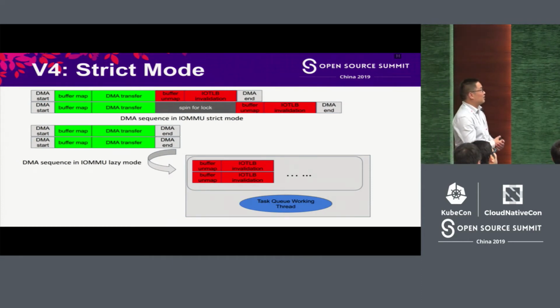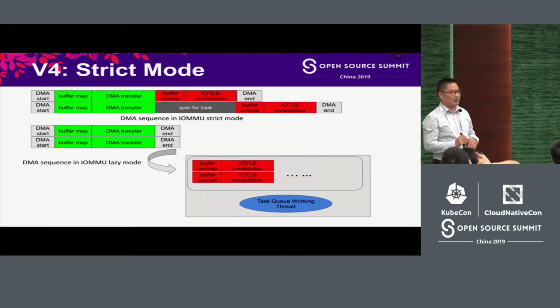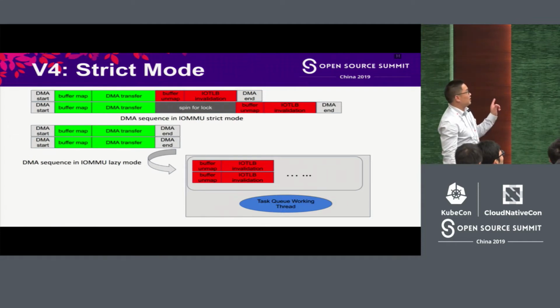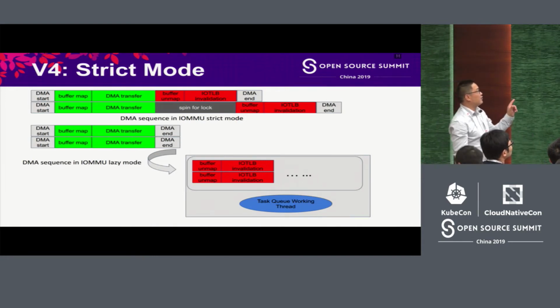And the fourth vulnerability is strict mode. If you're not an expert of IOMMU, then you probably don't know about it, but it's pretty simple actually. So we're doing DMA. We have two parts up there. DMA starts. The first part includes several steps. For example, map buffer, DMA transfer, and then buffer unmap, IOTLB invalidation, and DMA end.